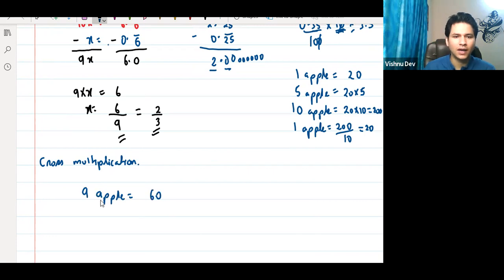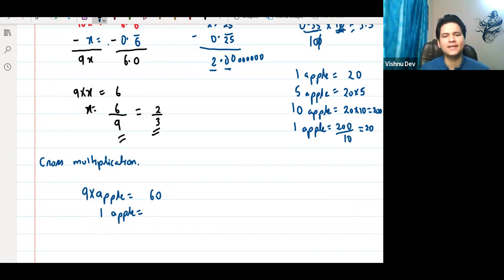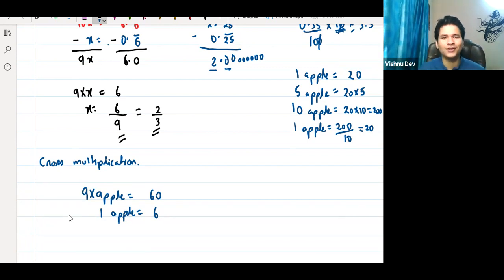So it is 9 into cost of 1 apple. So what is the cost of 1 apple? Tell me. Very basic thing. Cost of 9 apples is suppose 60. What is the cost of 1 apple? Very good, Aditya. Correct. Tell me, everyone. Nabil, Shreya, Akash. If the cost of 9 apples is 60 rupees, what is the cost of 1 apple?